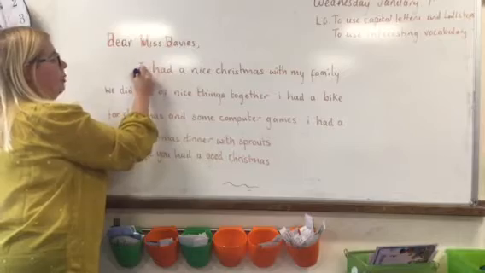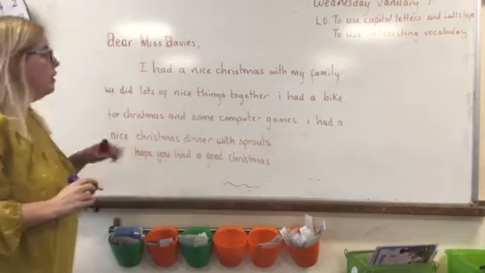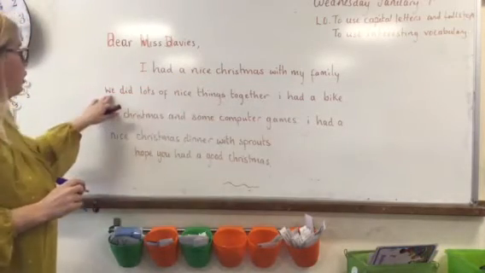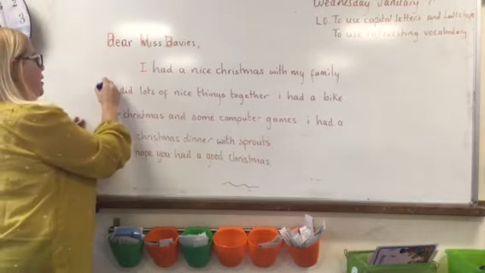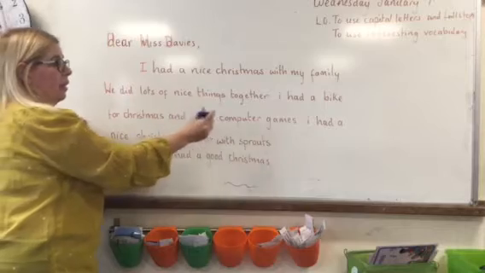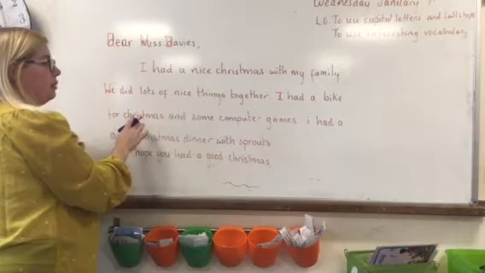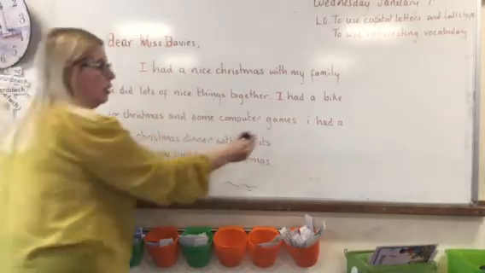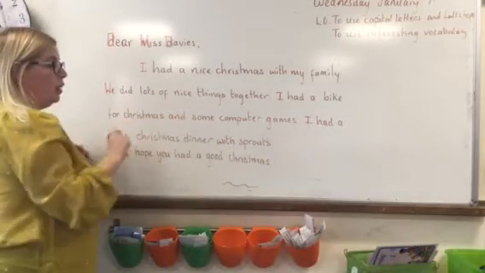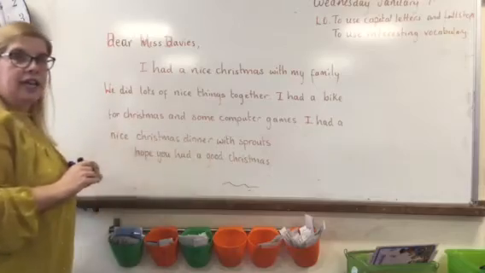We need to include a capital letter along with a full stop at the end of the sentence. "I had a nice Christmas with my family." Straight after a full stop, we need to include another capital letter. So, "We did lots of nice things together." End of the sentence. And then another capital letter. "I had a bike for Christmas and some computer games." Full stop. "I had a nice Christmas dinner with Sprouts." We need a full stop at the end because it's the end of the sentence.